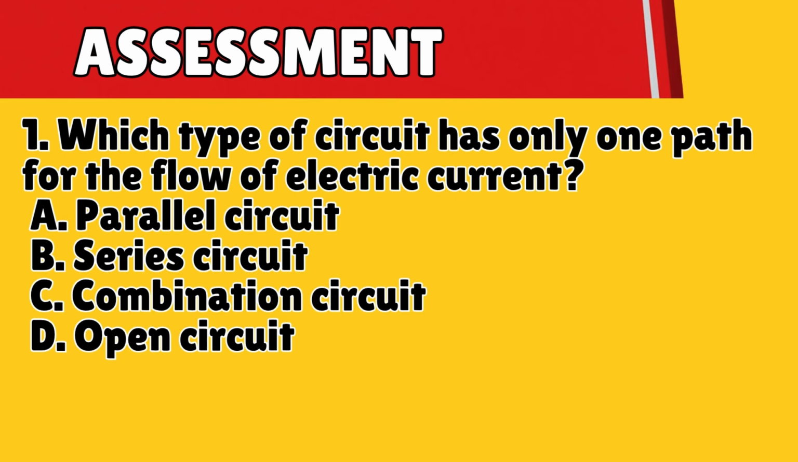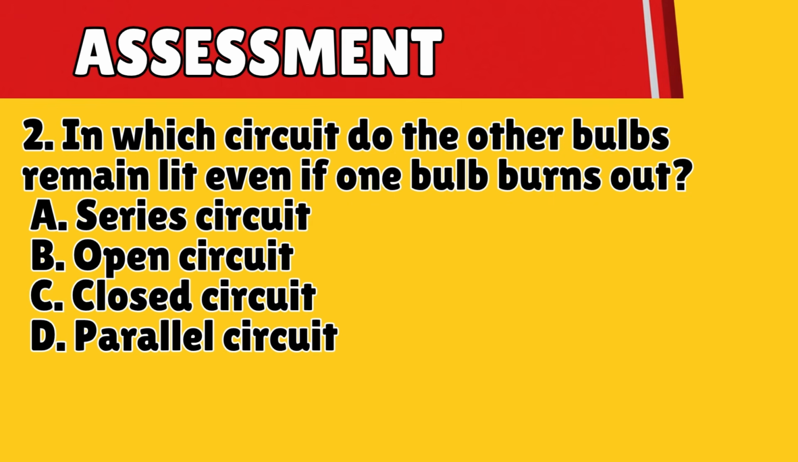Which type of circuit has only one path for the flow of electric current? A. Parallel circuit, B. Series circuit, C. Combination circuit, or D. Open circuit. Number 2. In which circuit do the other bulbs remain lit even if one bulb burns out? A. Series circuit, B. Open circuit, C. Closed circuit, or D. Parallel circuit.